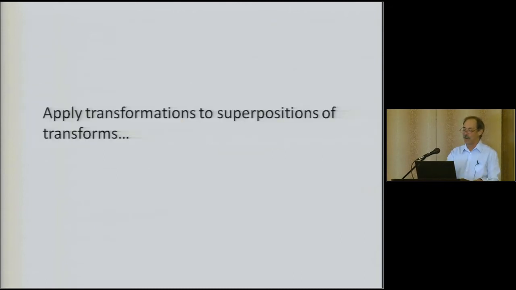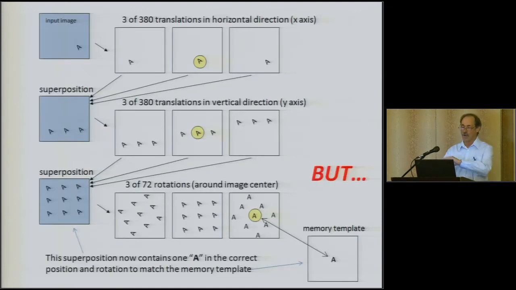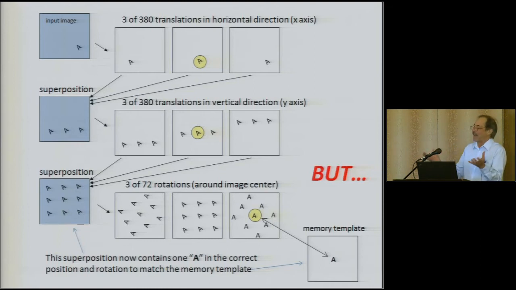This works if we can apply the transformations to superpositions of the transforms at each stage instead of to them individually, in brute force. What I mean by superpositions is: if we take a number of translations in the x-axis and create a superposition of them, then apply to that superposition translations in the vertical axis, and then take rotations of that superposition, we notice that in one of the resultant superpositions there's actually a match. But the problem is which sequence of transformations got us to that. We don't know that. All we've done is essentially create a grand superposition of all of the possibilities and found that there's a match somewhere in there.